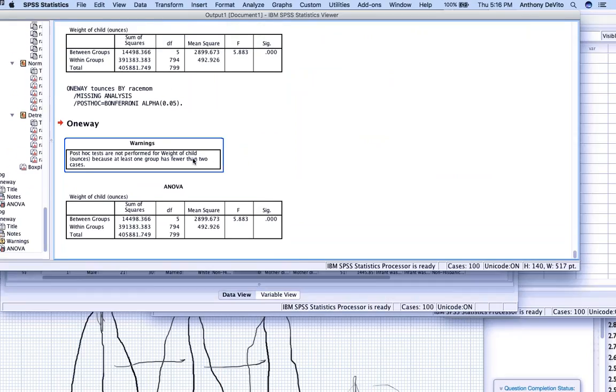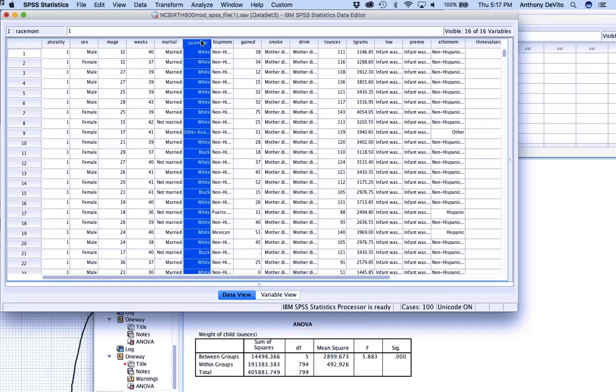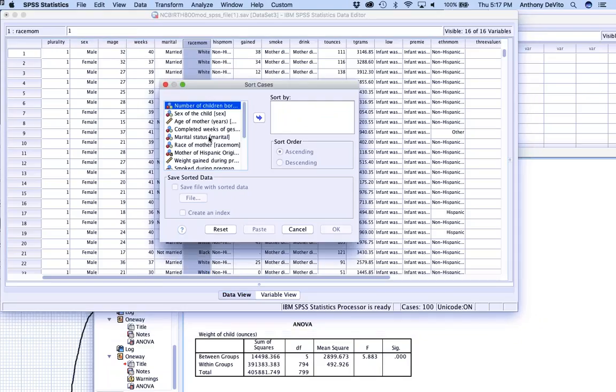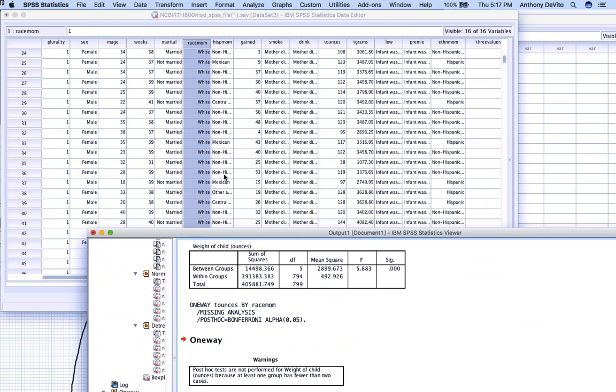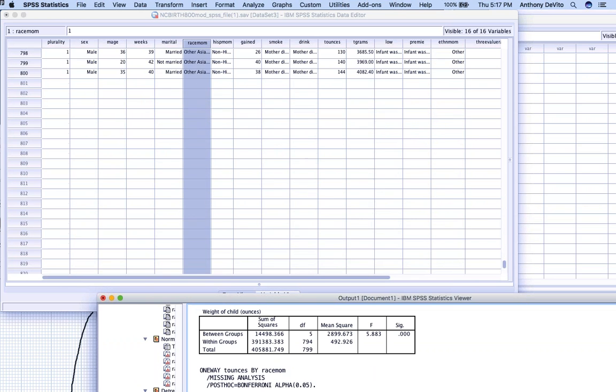Okay, post-hoc test not performed for weighted child because at least one group has fewer than 2 cases. Uh-oh. Who is the group that has fewer than 2 cases? Race of the mother. Data, sort cases. Okay, I'm going to sort this by the race of the mother to find out which one of these groups has the fewest cases. There's only 2. It's too small a sample.